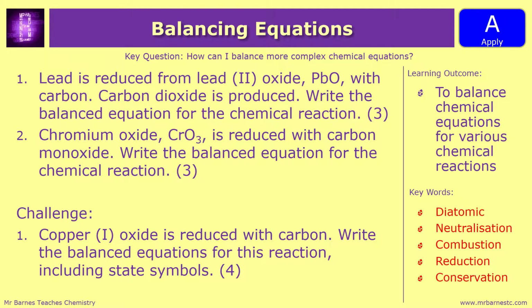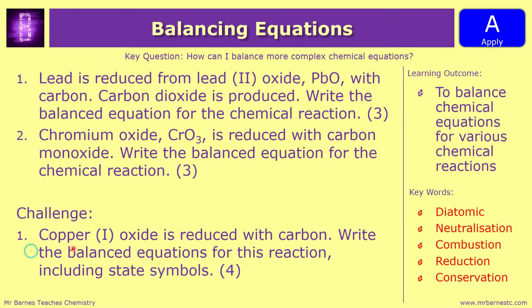Question 2 says chromium oxide, CrO3, is reduced with carbon monoxide. Write the balanced equation. So here you have to work out what the products are. And then finally, your challenge is copper 1 oxide is reduced with carbon. Write the balanced equation for this reaction. So here you have to work out your reactants and your products. Pause the video, have a go at all 3 questions, and we'll see how you've done in a min.